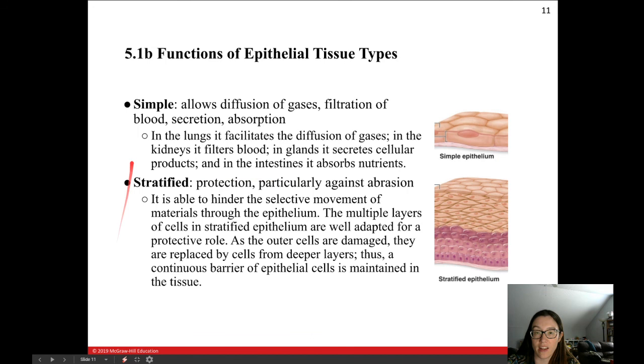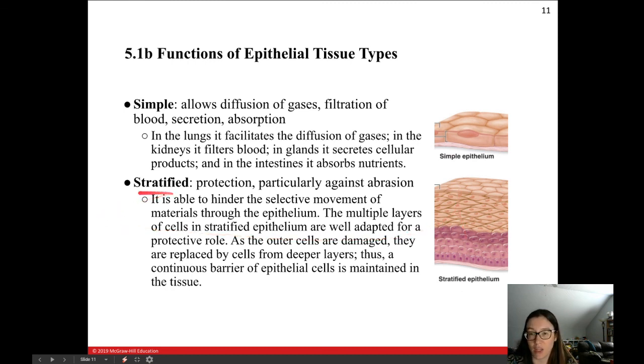Now, our stratified epithelial tissue, especially our stratified squamous epithelial tissue, is particularly suited to protect us against abrasion, right? Because if we scrape off even 5 or 6 layers of this epithelium, we still have a lot of layers left, and we can just regenerate that layer, and this is going to protect everything underneath here.